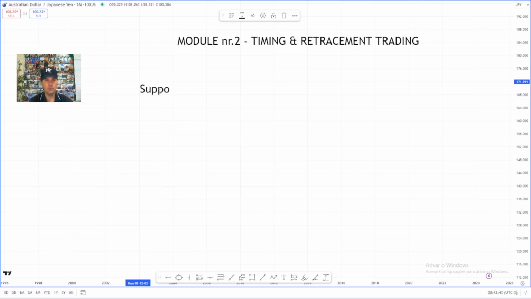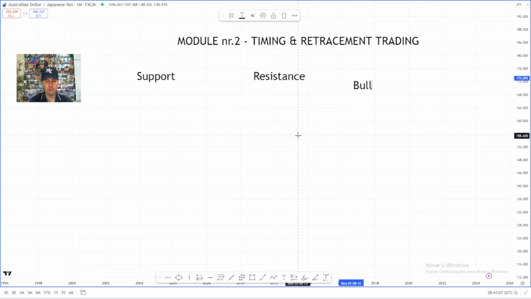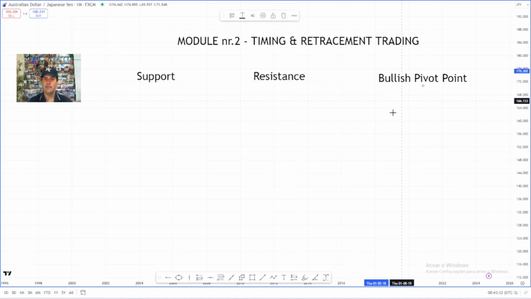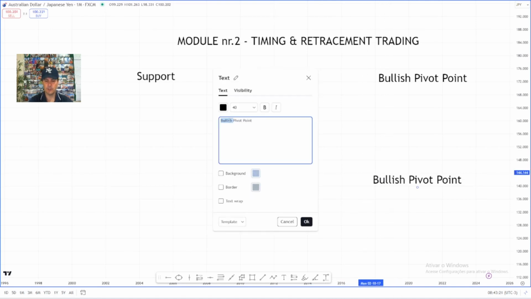So we have support, but I'm going to tell you a few things you might not know. Support, resistance, like in French trading, resistance, support, resistance, and then we have bullish pivot point, and then I'm going to clone this, hopefully, and then we have bearish pivot point, all right?